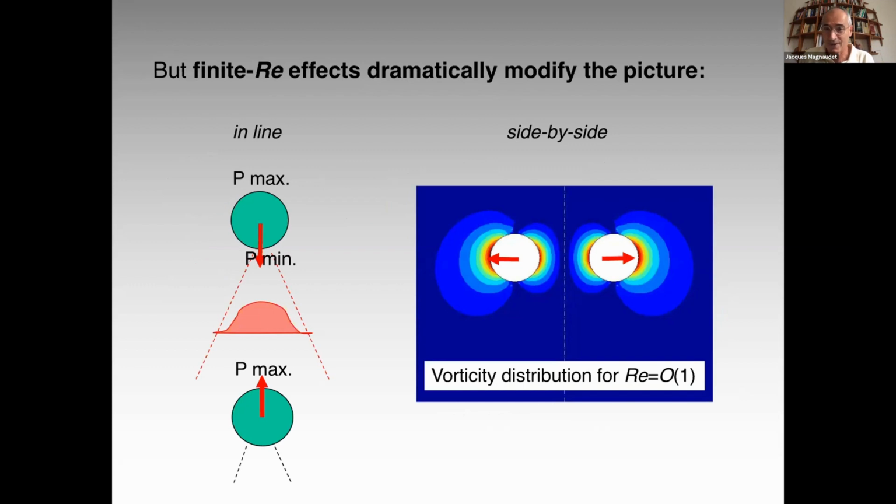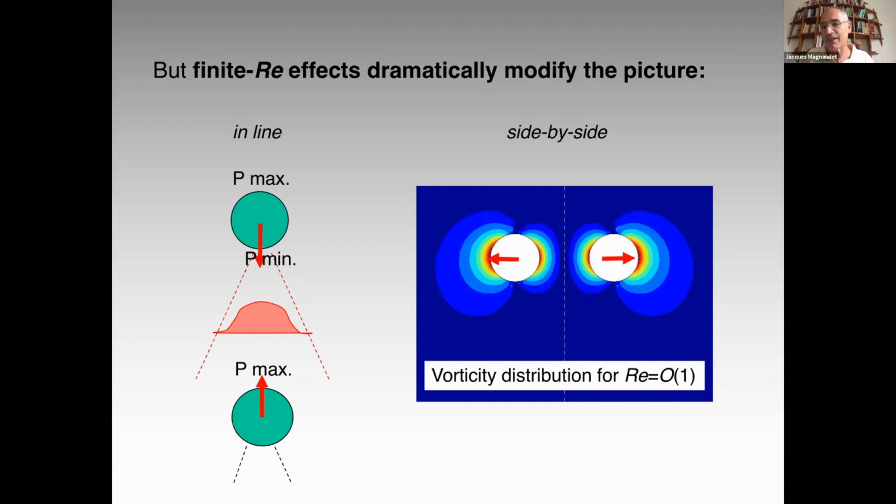But what happens as soon as viscosity comes into play is that, of course, there is a wake developing past each bubble. And because of this wake, in between the two bubbles, for instance, there is a pressure gradient with a pressure minimum at the back of the leading bubble and a maximum at the front of the trailing bubble. And because of this, there is an attractive force due to this finite Reynolds number effect. Similarly, in the side-by-side configuration, there is vorticity generated about each bubble, and the two vortex fields interact and form a vortex dipole.